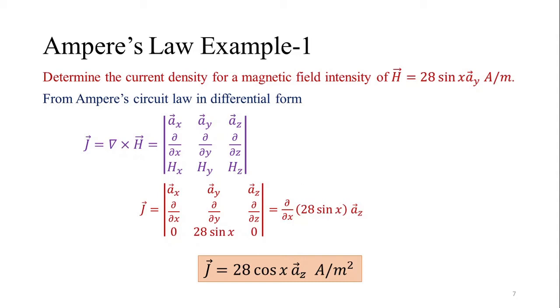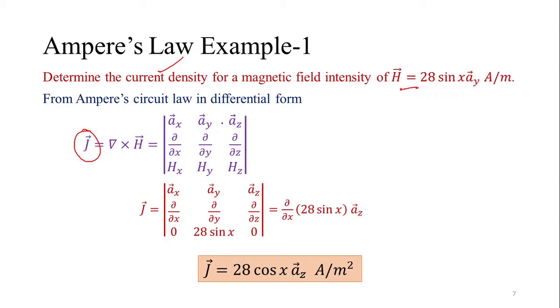Determine the current density for a magnetic field density of H vector equal to 28 sin x ay amperes per meter. From Ampere's circuital law in differential form, we know that J vector is equal to del cross H vector. Here H vector is given. We need to find current density, that is J vector. So J vector which relates H vector is J is del cross H.